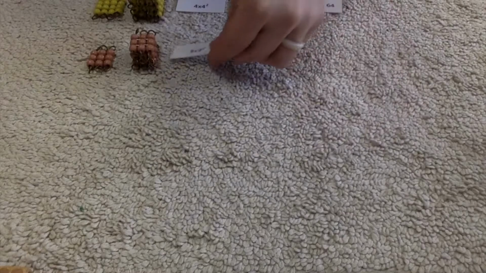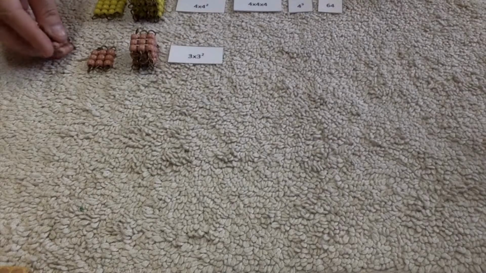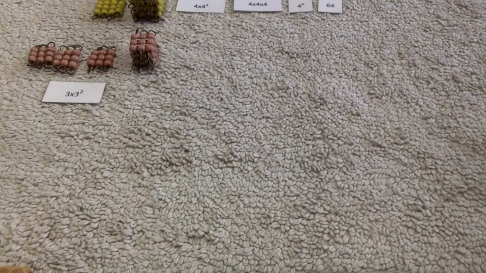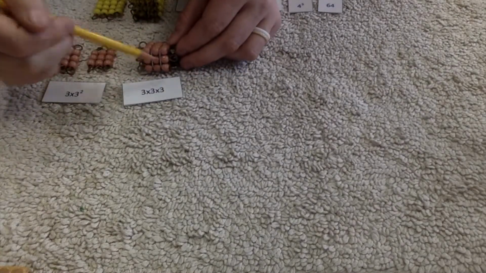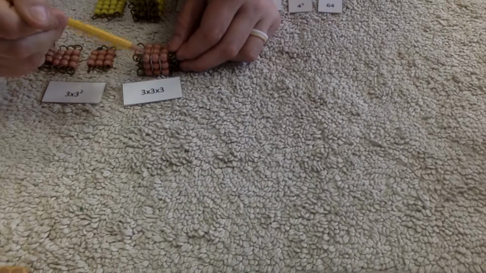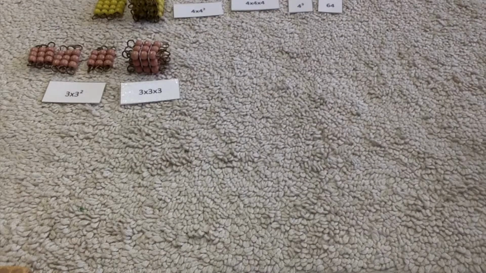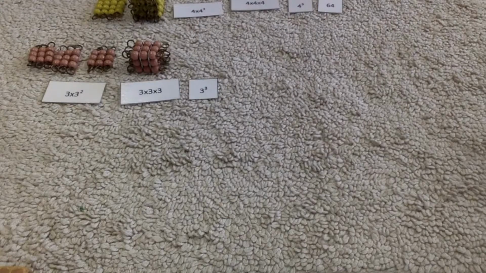So we have 3 times 3 squared, okay, right here. And then we have our 3 times 3 times 3. There are 3 3s in our number sentence, so the way we notate this using numbers in math is 3 and a baby 3. Now, we're going to figure out what this equals.